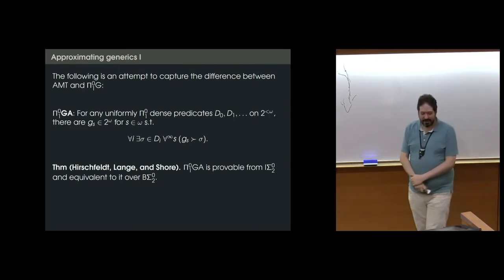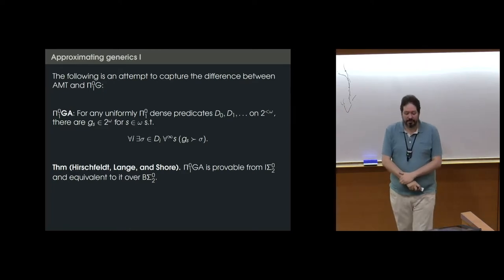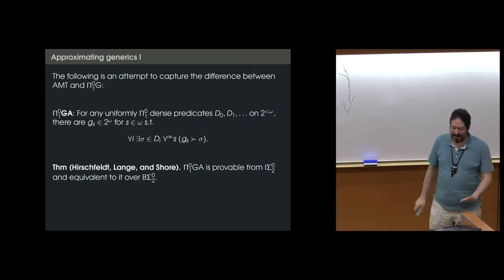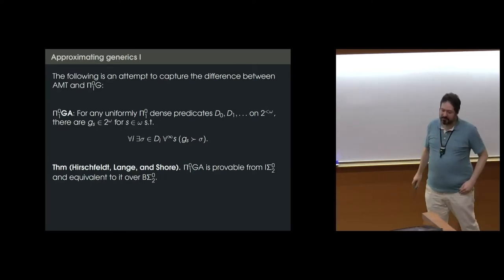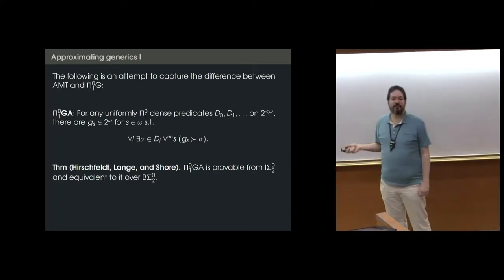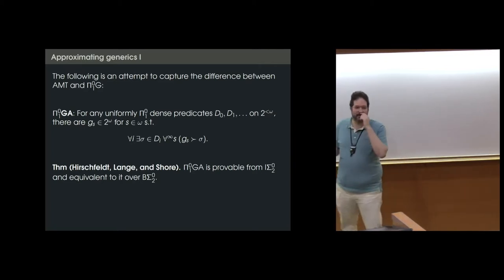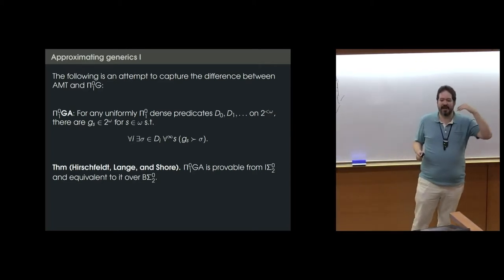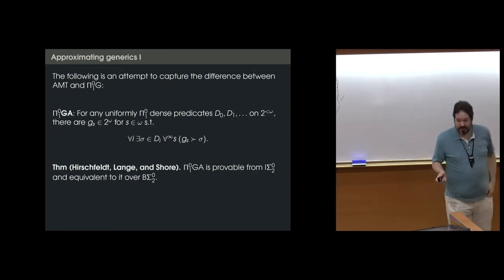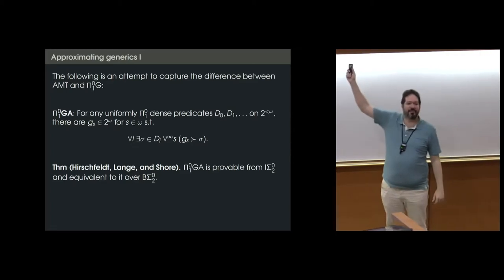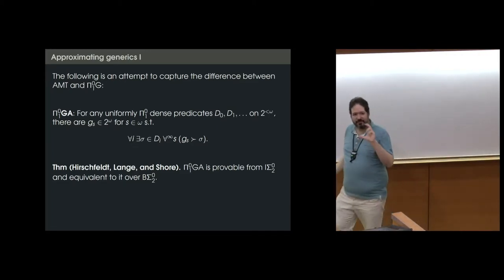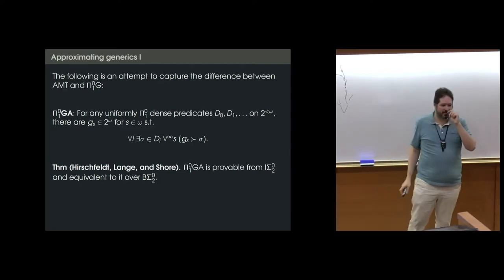And in fact, Pi 0 1 GA is provable from I sigma 2. But if you don't have I sigma 2, if you have B sigma 2, then in fact you get I sigma 2. So it's provable from I sigma 2, and it's equivalent to it over B sigma 2. So just like Pi 0 1 G. If you add it to B sigma 2 over RCA and everything, you get I sigma 2. The difference with Pi 0 1 G is that this one is now provable from I sigma 2. So somehow it looks like it's really the difference between AMT and Pi 0 1 G.